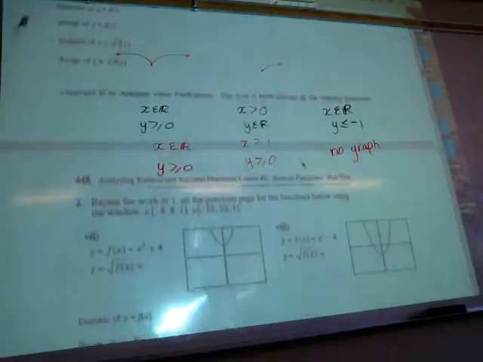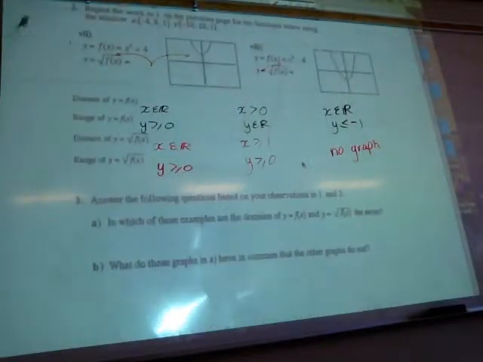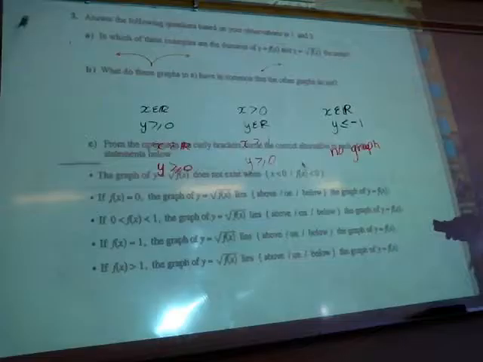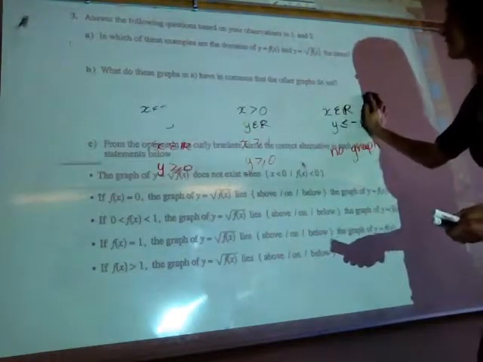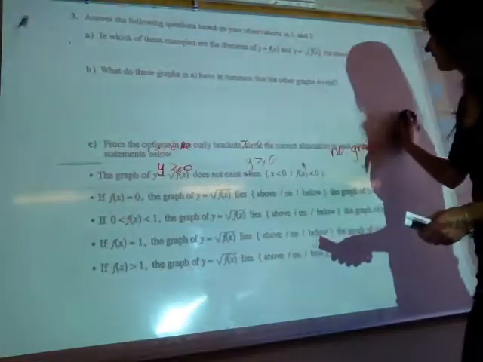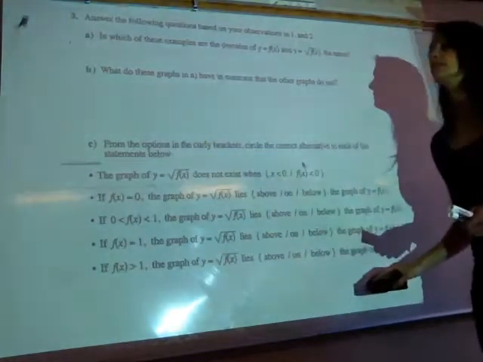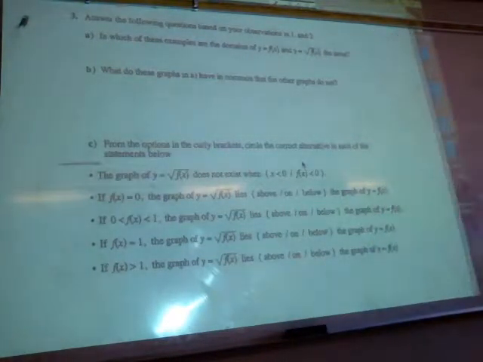So the next example is pretty much repeating what we've been doing, so I'm going to skip over that, and let's just go to number 3. In which of the previous examples from question 1 are the domains and the ranges the exact same for the original function and the radical function? So take a look at the domain and ranges that we listed. Which graphs have the exact same domain and range?